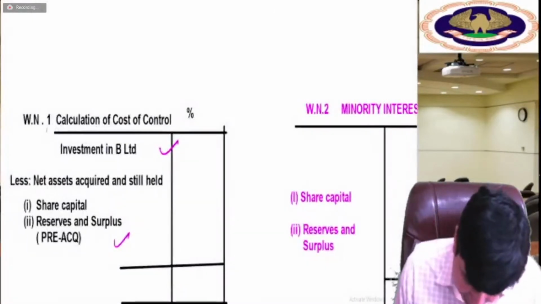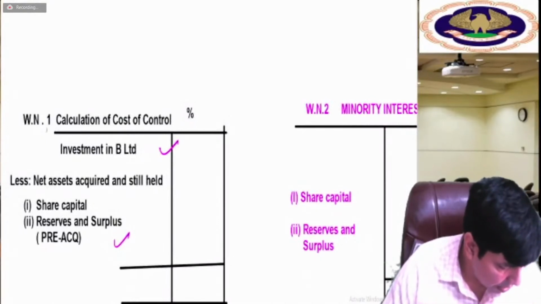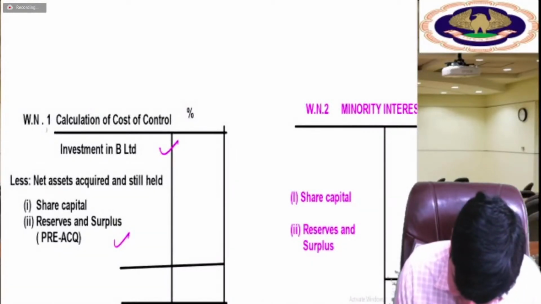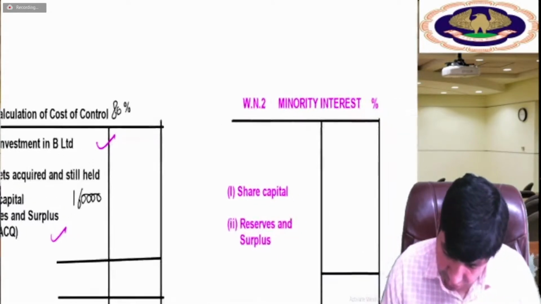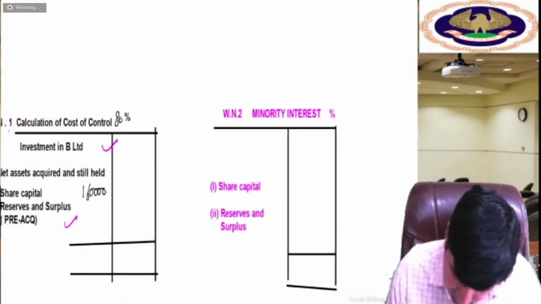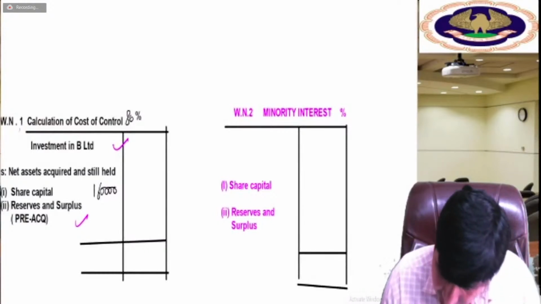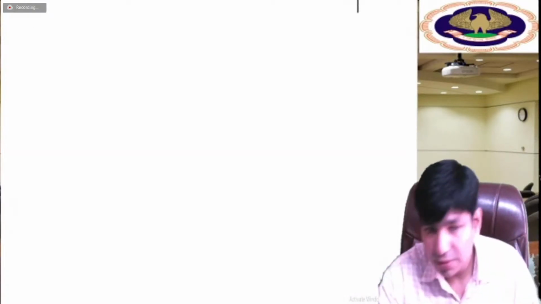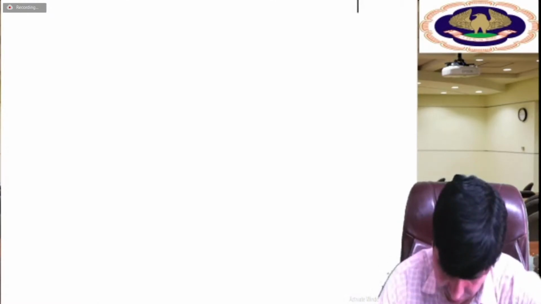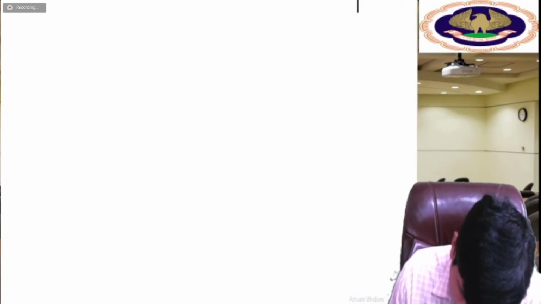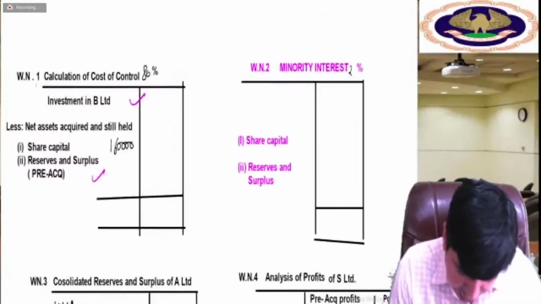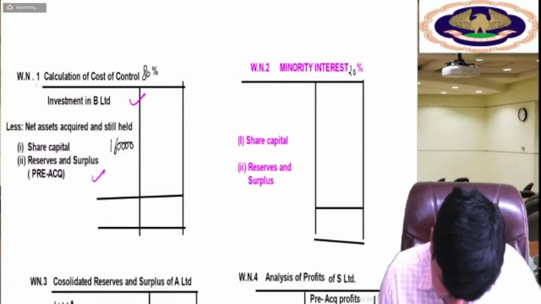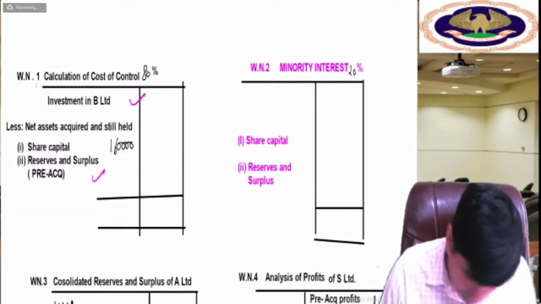So 80% of the share capital will be posted here. What is the amount of share capital to be posted here? Out of 2 lakh, 80% is 1,60,000. And what about the remaining 20%? That 20% share capital will be posted to the minority interest, which is 40,000.